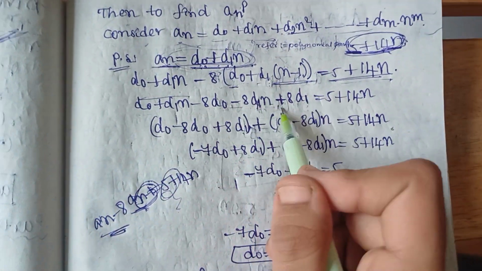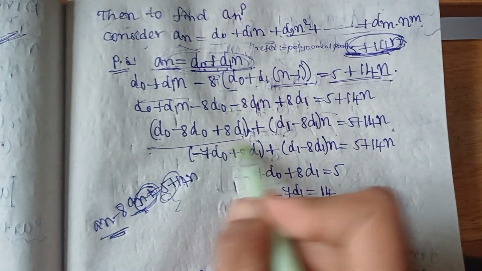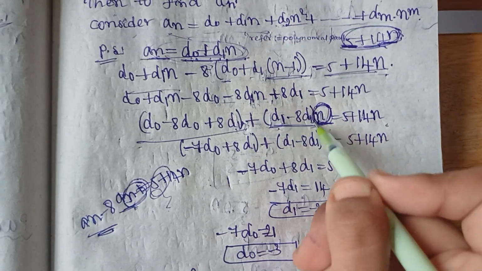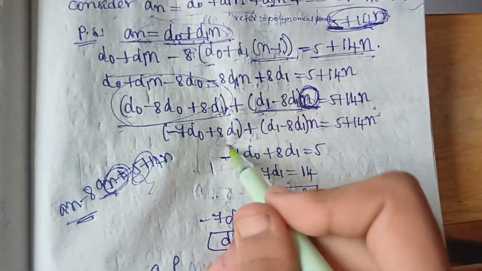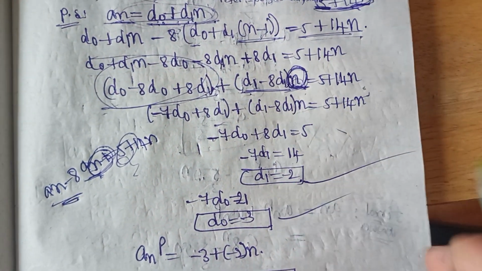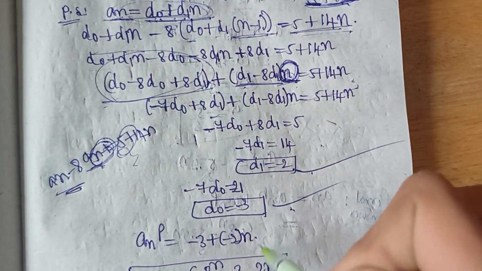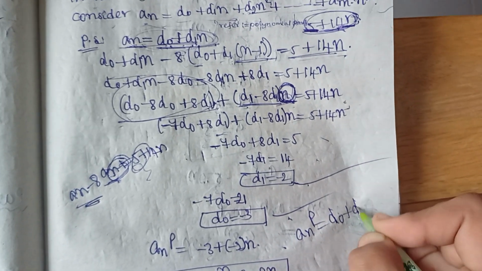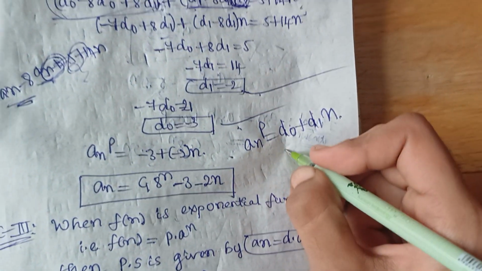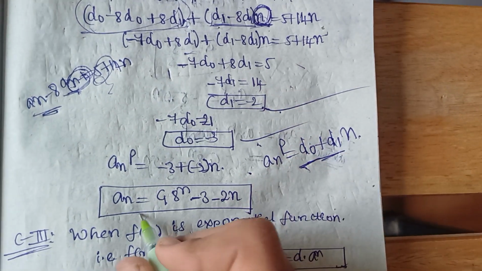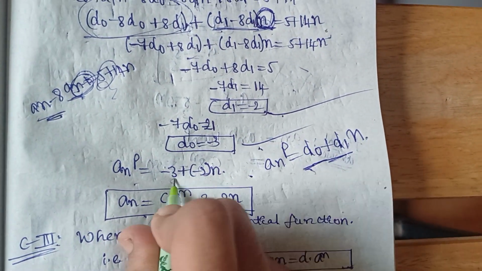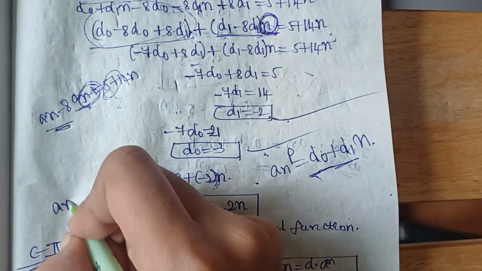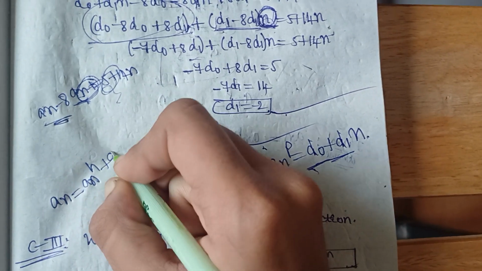Now on solving this and equating both sides, take constant terms and take the terms involving n as common, and on comparison you will get the values of d naught and d1. Since you get the value of d naught and d1, you know your an power p is d naught plus d1 into n. So your an power p will become minus 3 minus 2n. Okay, and our final solution will be an is equal to an power h plus an power p.